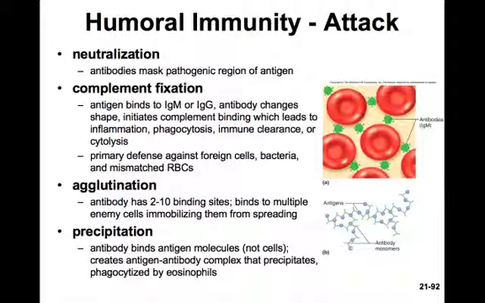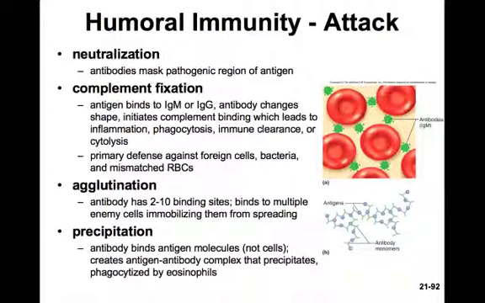Agglutination is where we see the antibody binding multiple enemy cells, immobilizing them and preventing them from spreading through the body. We saw that when we examined red blood cells and did our blood typing exercise. We would see the blood agglutinate if they contained the antigen for which we added specific antibodies.